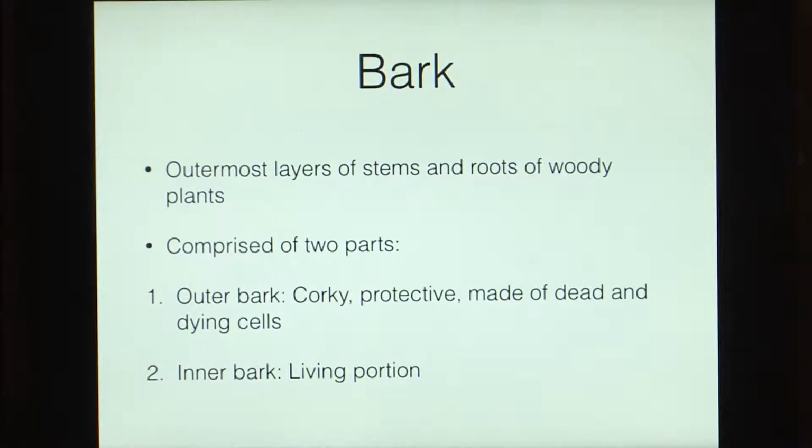The outer bark, that is the outermost portion of the bark, is corky. So, it is used to make corks, it has the same appearance. It is protective, so it protects your trees from infestations, from birds, from predators and so on. It is made out of dead and dying cells, so it is very similar to our hair or our nails. It is made out of dead tissue and it is protective in nature. The second portion is called the inner bark. Inner bark is made out of living tissue.